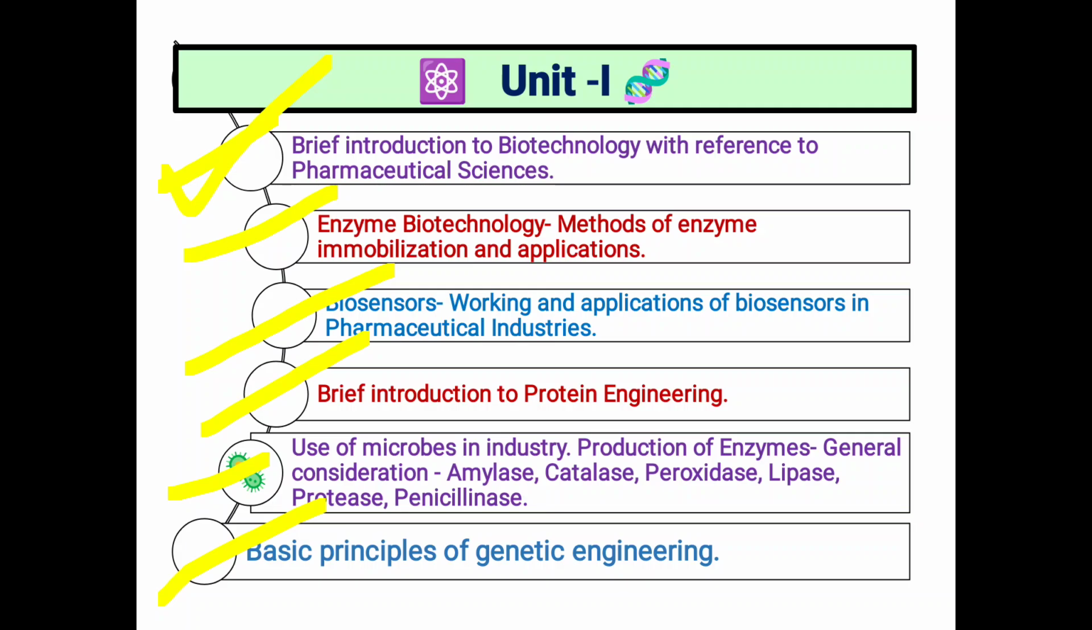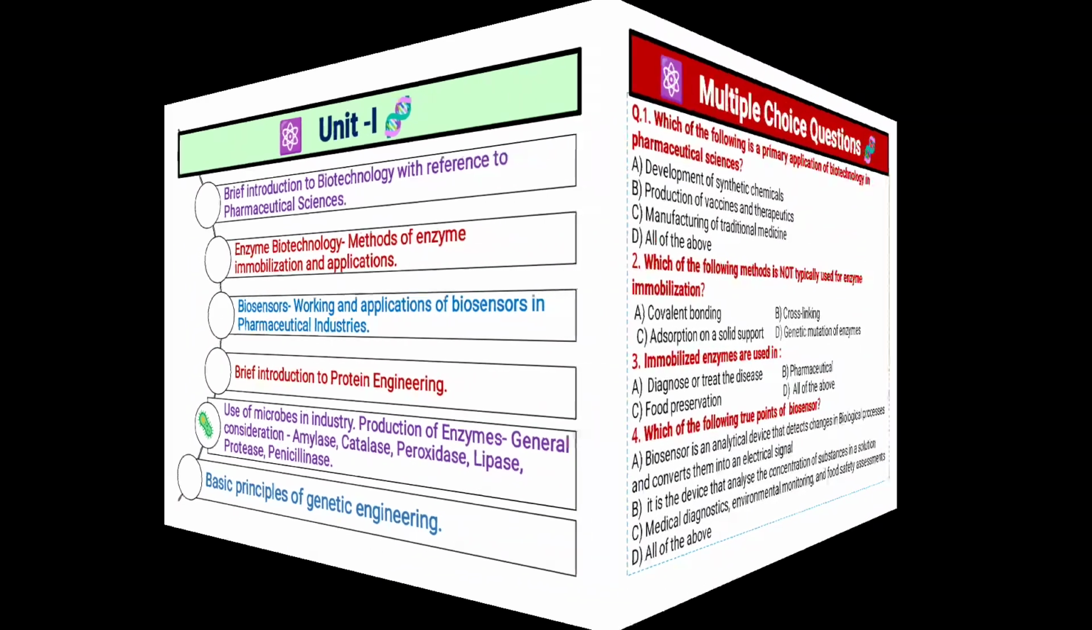Use of microbes in industry, in that various microorganisms are used for development of antibiotics, penicillin, and principle of genetic engineering. This is the last point. This is the first unit.